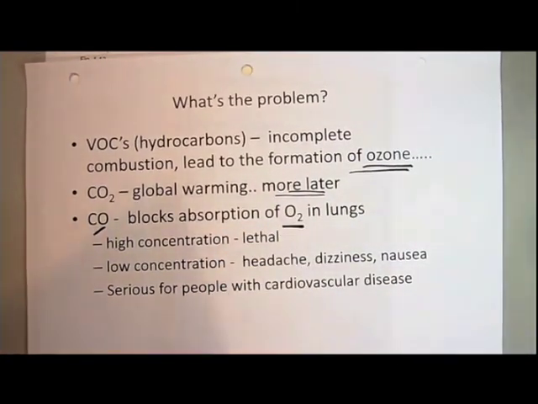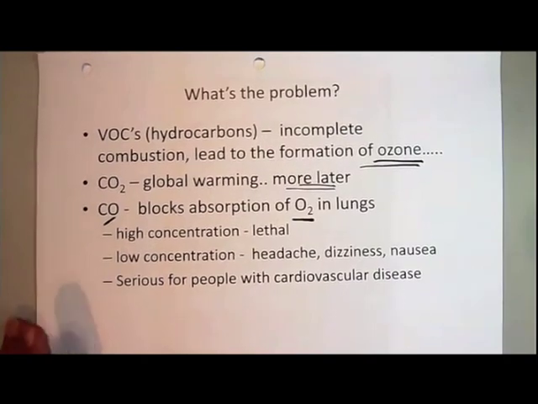So sometimes people who are exposed chronically to carbon monoxide will have to go breathe some 100% oxygen to knock that carbon monoxide off.